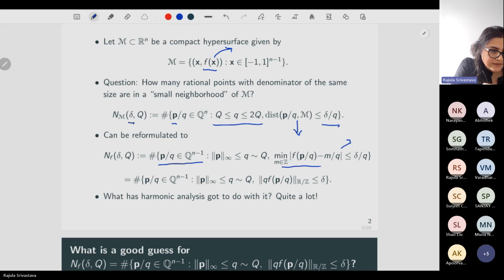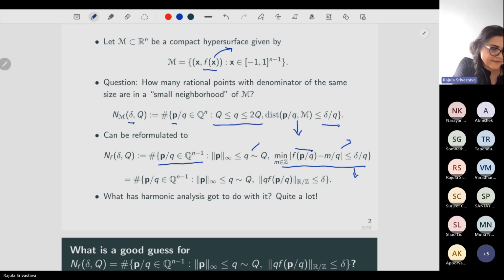So the third condition is just reformulating this nearness to the hypersurface. If I let my first n-1 coordinates run free in rationals, and plug them in, the last coordinate would be the function f with those n-1 coordinates plugged in. How far is that last coordinate away from being a rational with the same denominator as well? Which is what this last condition is measuring. And that has to be less than delta over q, because that's the amount of nearness I want. So across all integers or all fractions, this distance should be less than delta over q. This is just the reformulation we'll be working with.